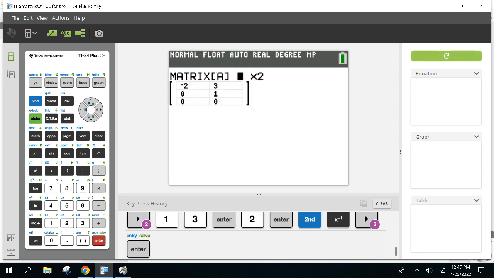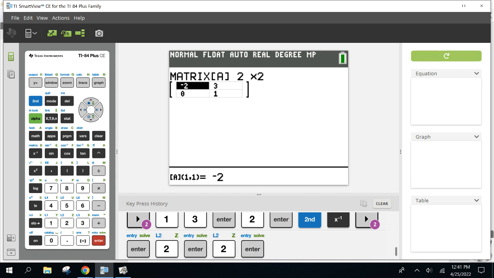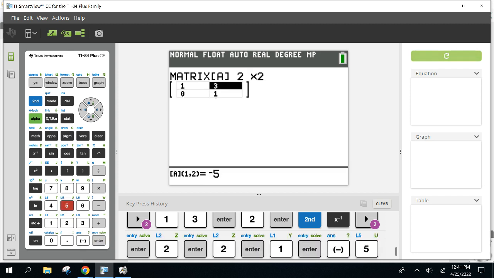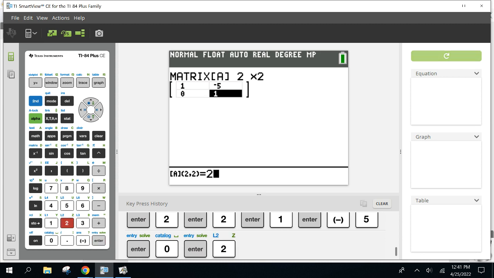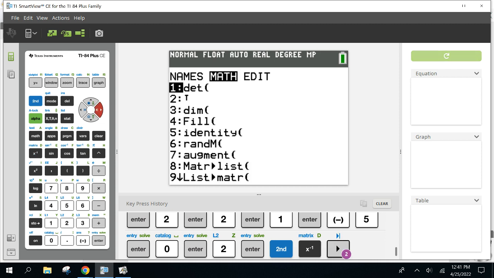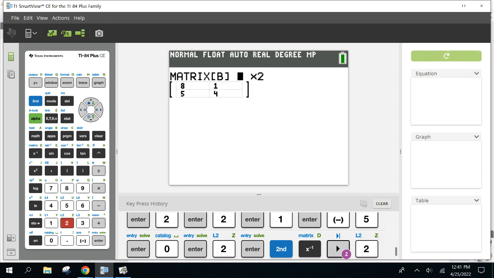What do I got here? A 2 by 2 again? Yep. All right, here we go. 1, -5, 0, 2. Just take a quick glance, make sure it's correct. And then we'll edit matrix B as well, which is already a 2 by 2.